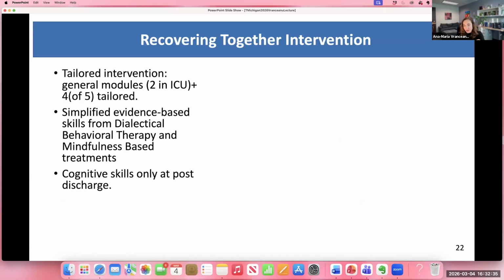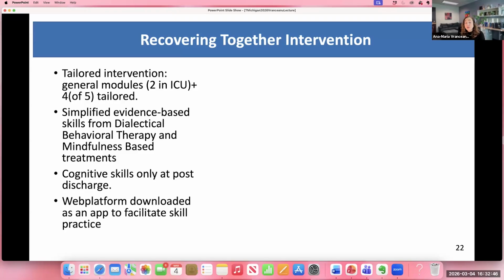We had to be really sensitive, because these patients have an acute brain injury, and cognition is pretty tricky early in the hospitalization. We also developed a web platform that we downloaded as a simple app on people's phones, as a way for them to practice skills. The skills were very simple exercises, even something like deep breathing that the patients in particular could use in the middle of the night if they were having panic or anxiety.